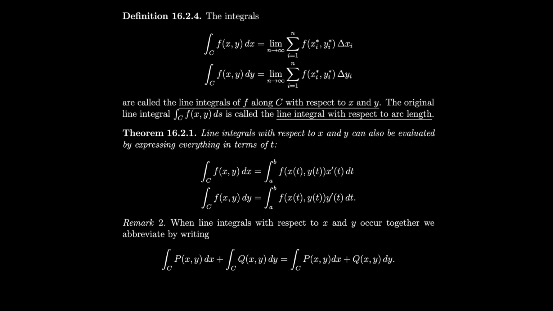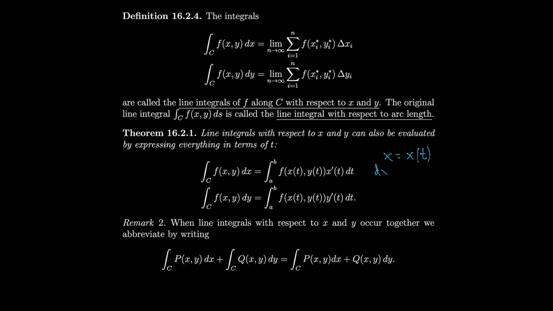So the line integrals with respect to x and y can also be evaluated by expressing everything in terms of t, as we saw before. Notice that if you have x equals x of t, some function of t, then if you want dx, by the chain rule, it's just going to be x prime of t times the derivative of what's inside, dt. So that means that dx gets replaced with x prime of t dt, dy gets replaced with y prime of t dt, and we can integrate everything with respect to t.